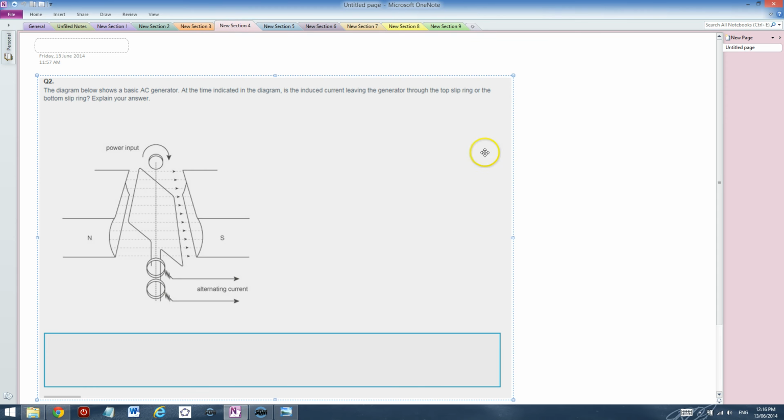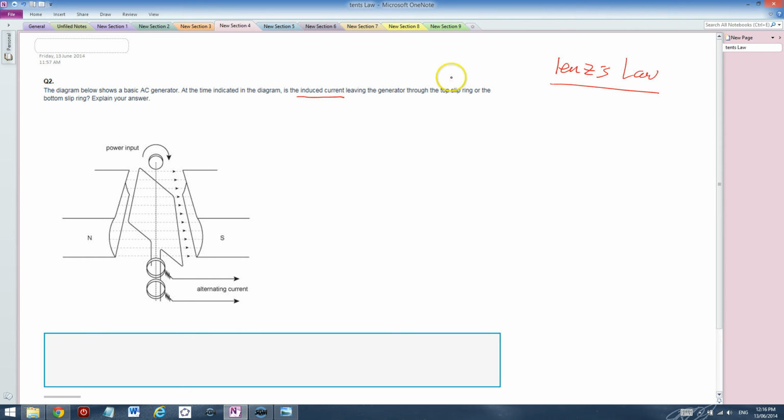Now look at this question here. In this question, we need to find the direction of current. Just remember, when we need to find the direction of current, you need to use Lenz's law. Now look at what's happened here.